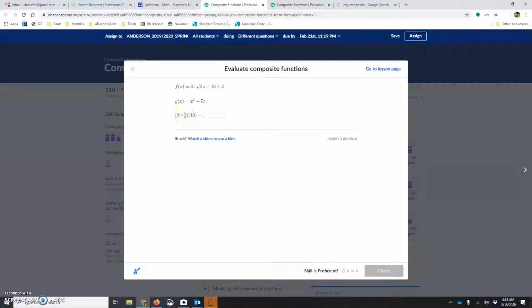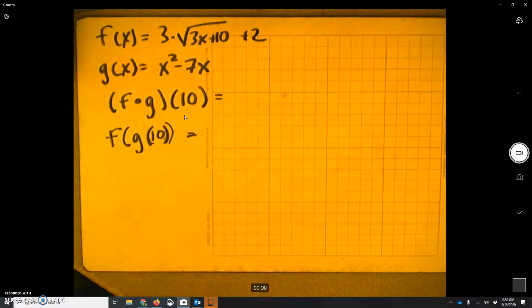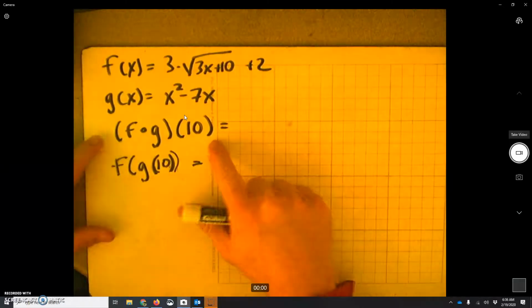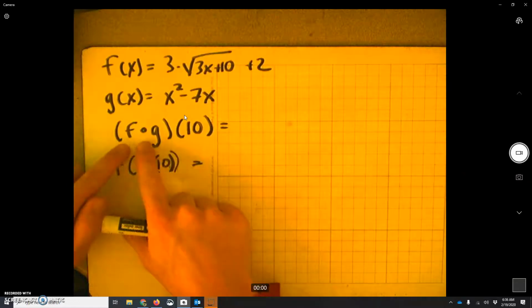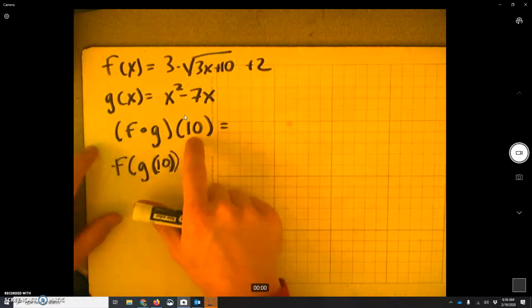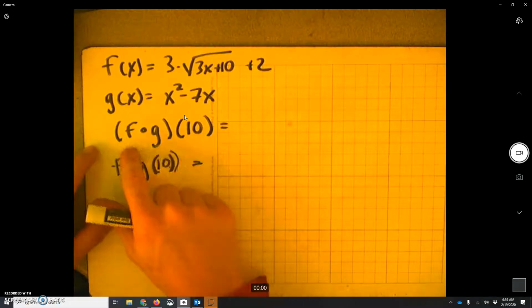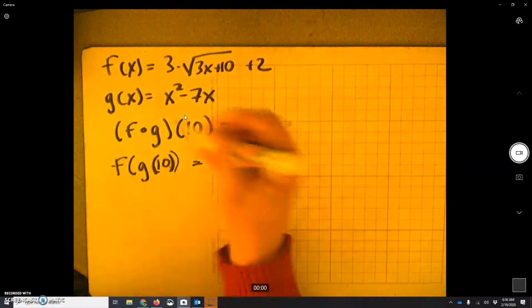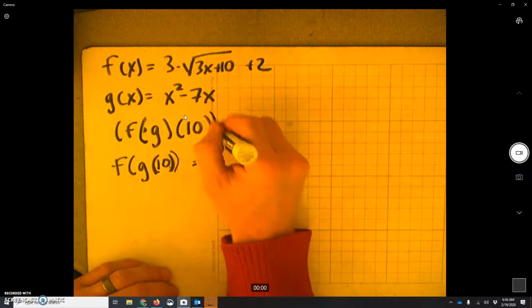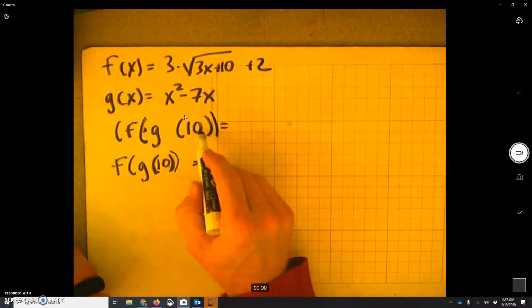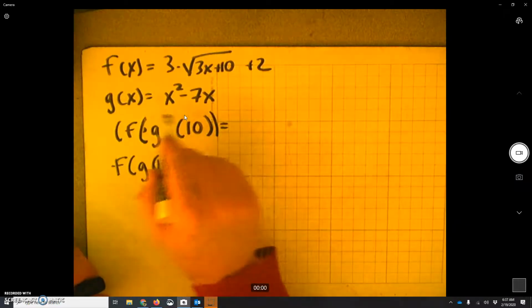And I'm going to go to the board. So here's the equations written down. And here's our fog of 10. When you have fog, really what you're doing is you're just putting in this number for the formula that's closest to it first, and then you put that number into the one that's furthest away. So you basically just write a parenthesis here and here. And it's going to be g of 10. And once you get a number out of that, you put that number into f.